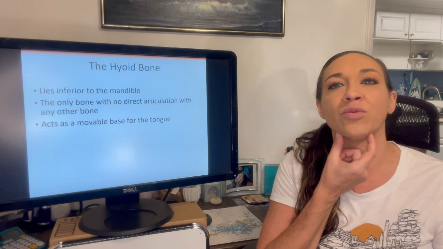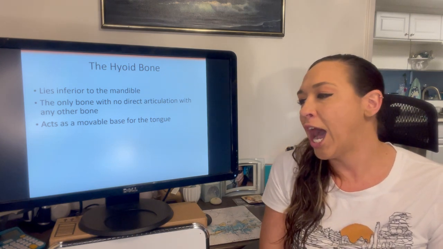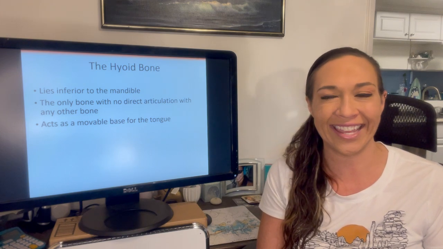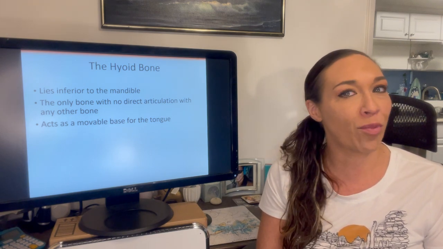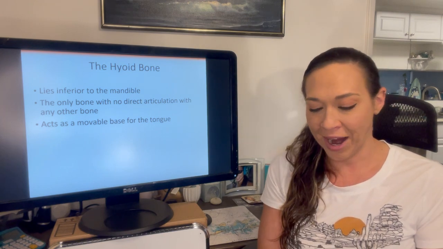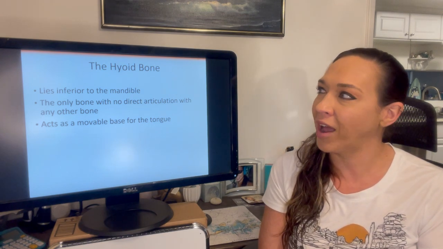So we're going to see just where that is. It's basically right down in here. And this is a movable base for your tongue. So this does allow us to articulate things and to move around. Very important when we're trying to make complex sounds and communicate. This is all responsible from our hyoid bone.